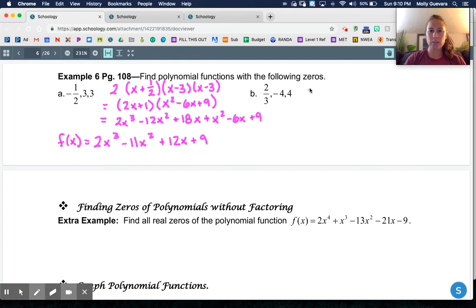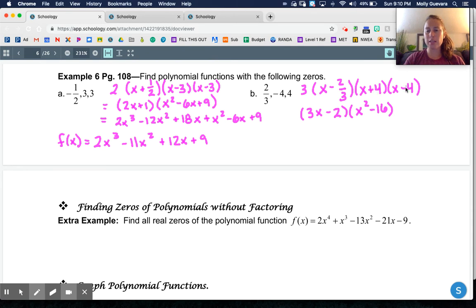Okay, so hopefully we set this up as such: x minus 2/3 times x plus 4 and x minus 4. I need those factors. Again, I don't like that there's a fraction, so I'm going to multiply this by 3, so that goes away. So now I have 3x minus 2. And then again, I paid attention in Algebra 2, so I know that this is x squared minus 16. This one's a positive and a negative, so when you multiply it, those middle terms cancel. And then I'm going to distribute.